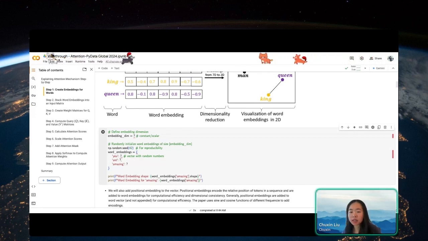Okay, so here comes the answer. Embedding dimension is a constant, a scalar. In this example, we picked the number 8. And for the randomly initialized word embedding of size, we use numpy.random.rand and then the number 8, or embedding dimensions. So these three will have the same answers.